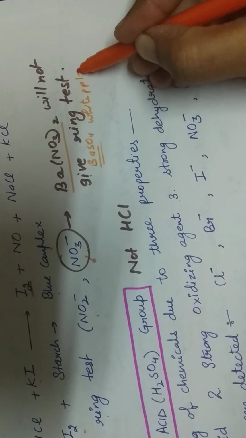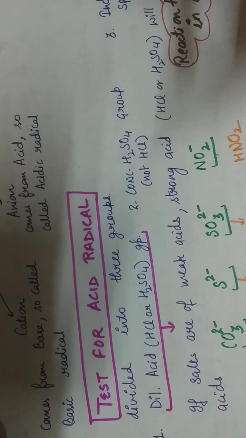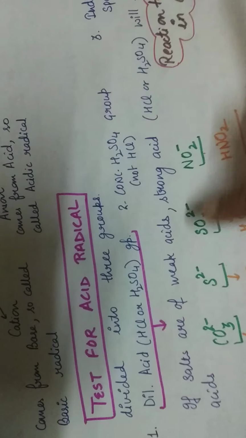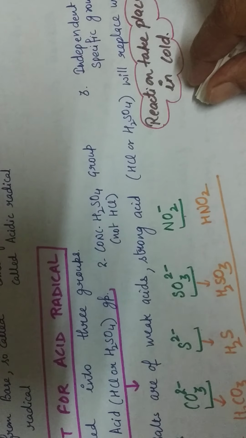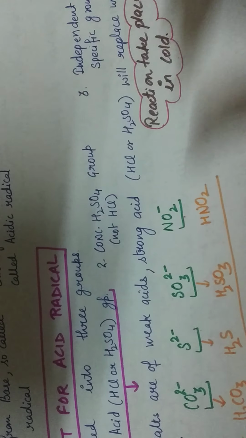So I hope this much is clear. If we are carrying out salt analysis and any salt is given to you, then apart from the preliminary test, we start with the test for the acid radical. For the acid radical, the first test that we carry out is with dilute acid. So we take a sample and put a few drops of HCl or H2SO4. If any of these observations is there, then that radical is present, and we will carry out the confirmatory test for that radical. So this is how the acid radical is detected.